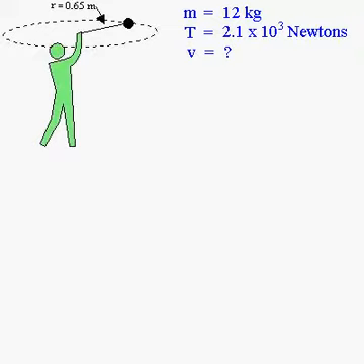Now, the math behind this problem isn't very bad. It's the concept I want to concentrate on. This athlete's twirling a mass in a circle. Since the mass is moving in a circle, there must be a centripetal force. You simply can't have motion in a circle without a centripetal force. But the question is, what's supplying the centripetal force?